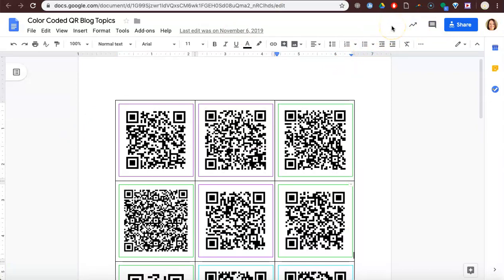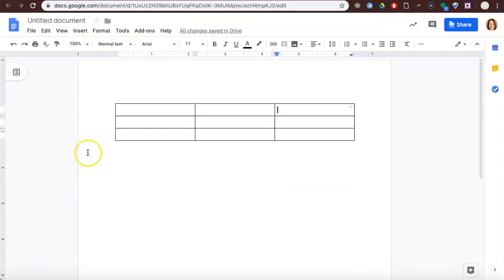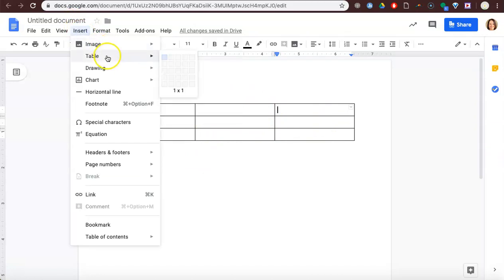And just a disclaimer, there's a lot of ways you can do this. This is the way I did it. It seemed to make sense for me. It was easy for me to do on the fly. So I always started with a blank grid like this. I made a table, insert table, and however many I wanted. This is 3 by 3.